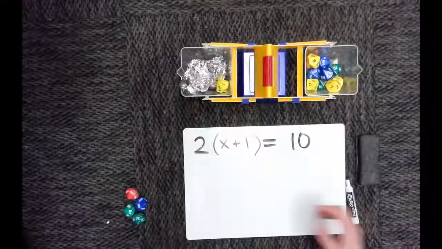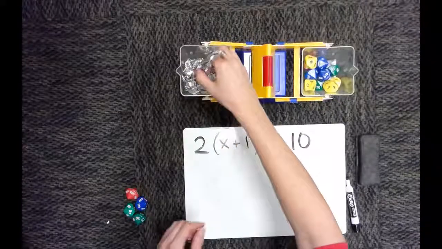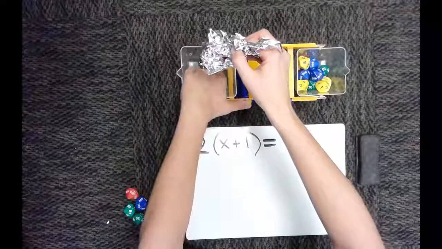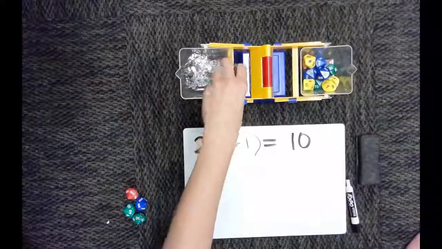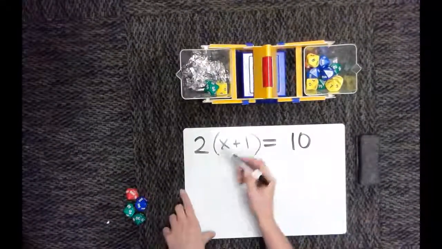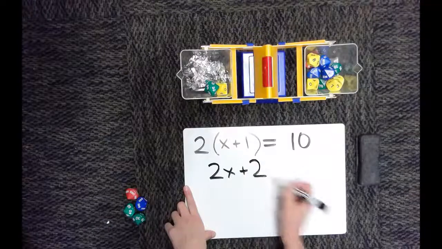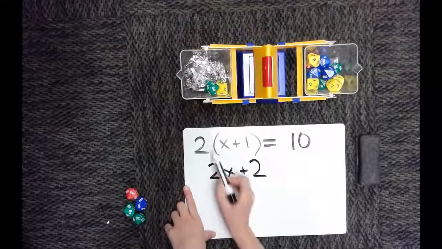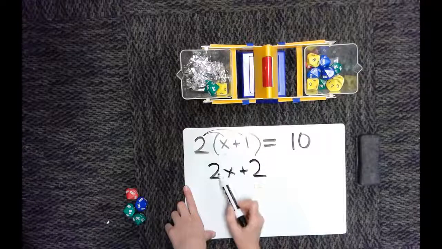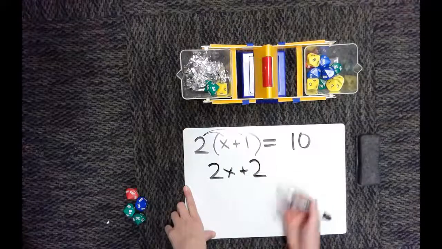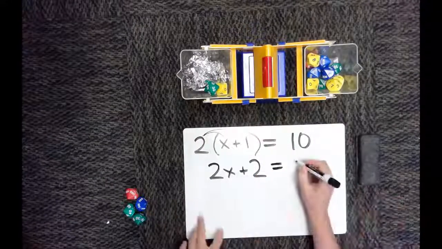First thing I want to do is rearrange this side a little bit. I had 2 groups of x plus 1, but I can see what I really have is 2 x's and 2 more 1's. I really have 2 x's and 2 more. And in fact, that's what we're doing in algebra with this idea of the distributive property. 2 times x is 2x, and 2 times 1 is 2. So that's the left-hand side. And on the right-hand side, we've still got 10.